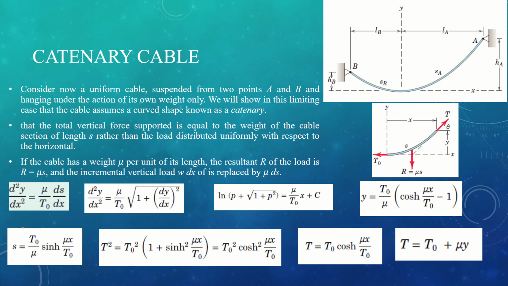So let us continue with the second type of cable arrangement. You can say cable terminal, flexible cable arrangement. The second type is a catenary cable. Now, in the previous discussion, if you remember, or you can just go back and see the video I just made.